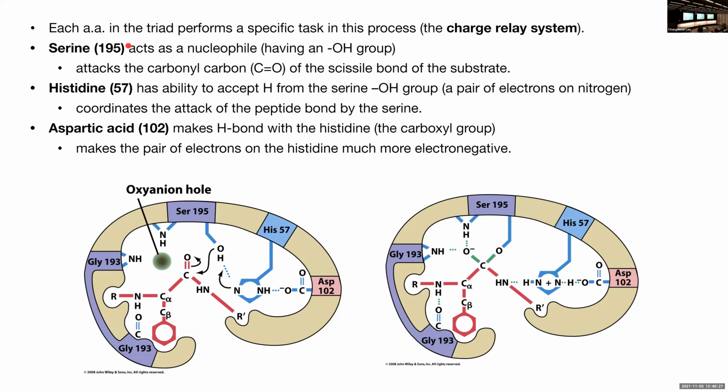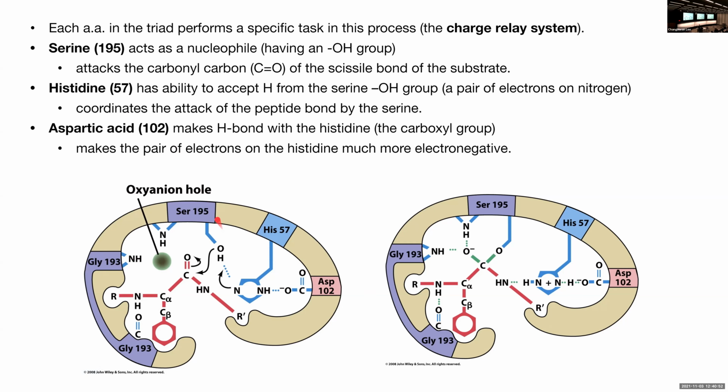So now it is available for another polypeptide substrate for another cleavage. Each amino acid within this catalytic triad performs a specific task. They are really required and have to be at those specific positions for the most efficient cleavage. This process is called the charge relay system, where it basically relays the charge.